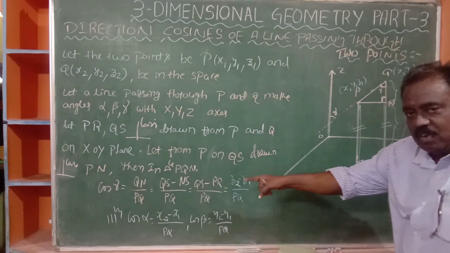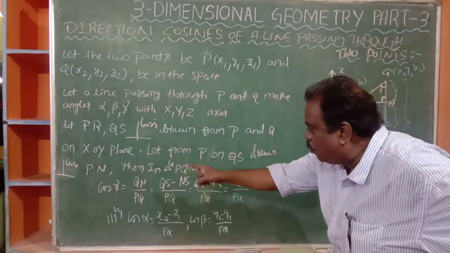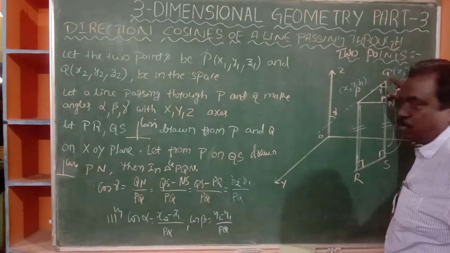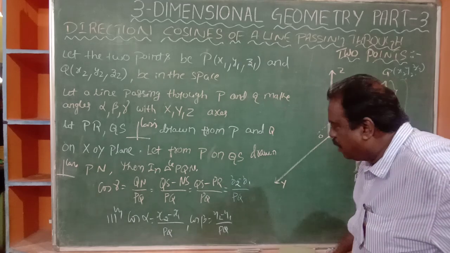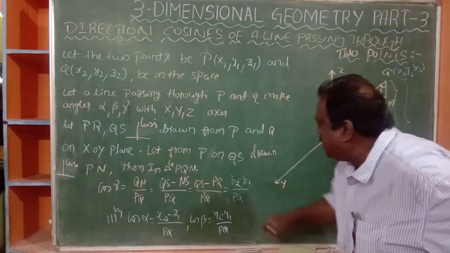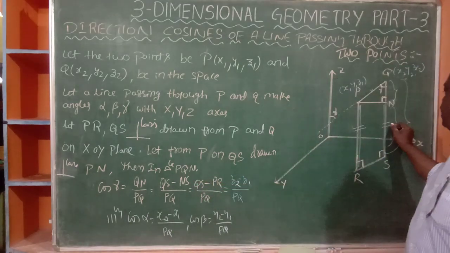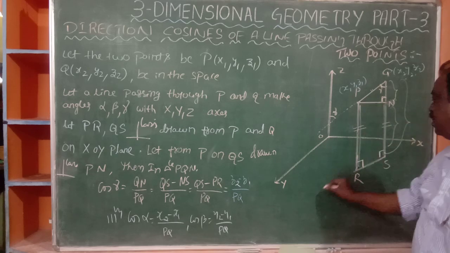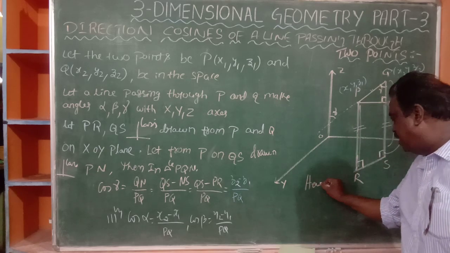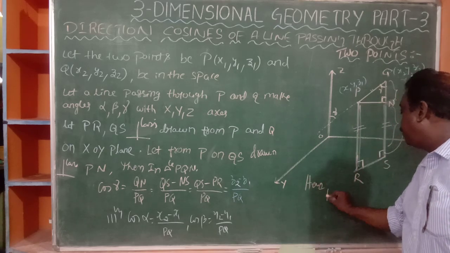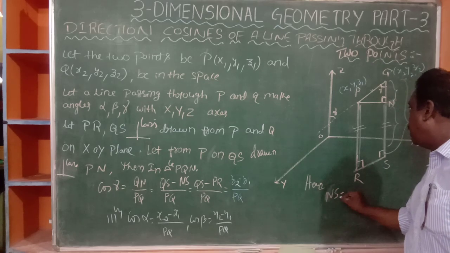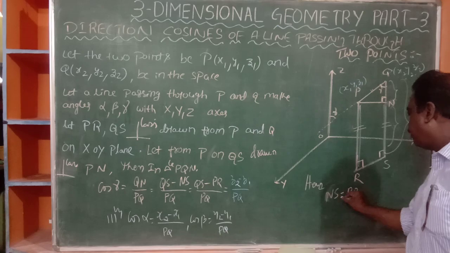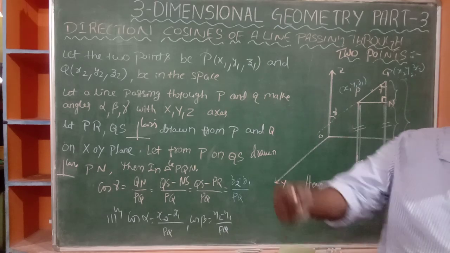NS. That is what I wrote here. QN is nothing but QS minus NS. QS is the same, and NS is nothing but PR. Here I already told you. NS is PR, already explained.